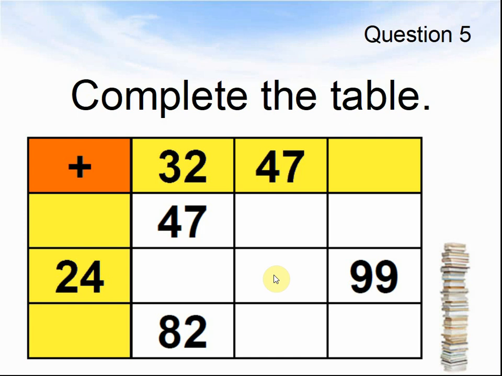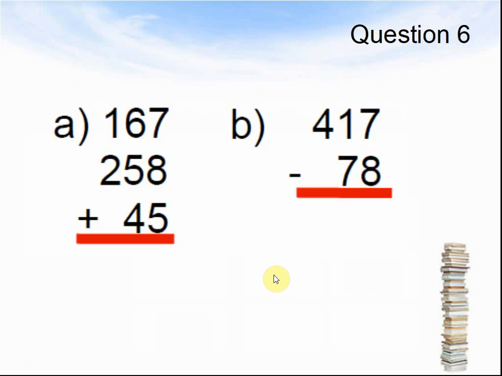Here comes question 6. I have 2 sums. The first one is A. 167 plus 258 plus 45 equals what? And B. 417 take away 78. What does that equal? Pause the video until you are ready for question 7.